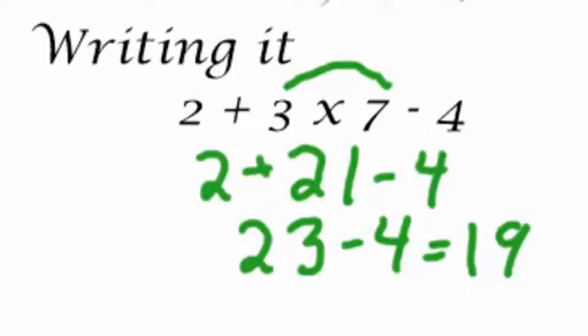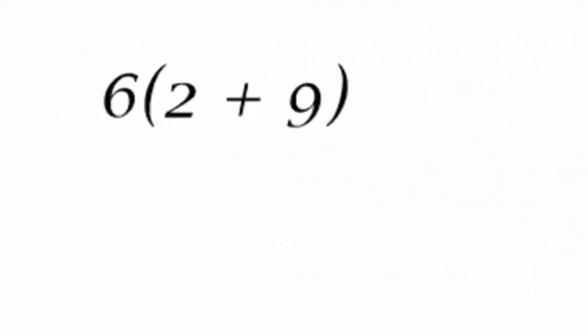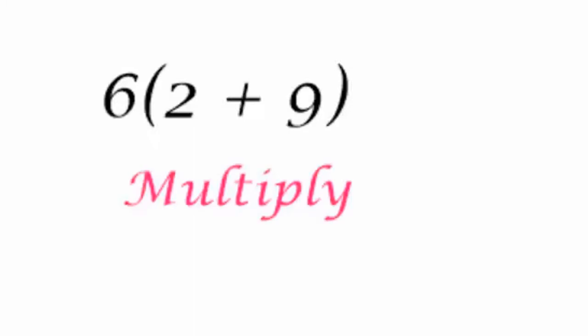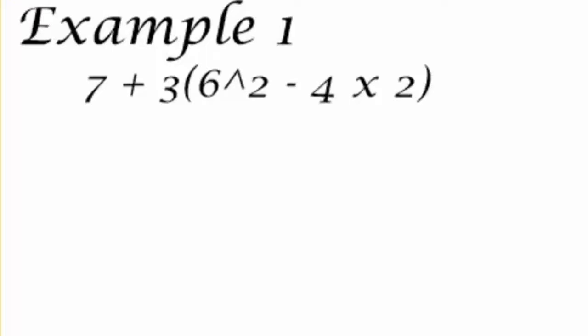So now I think about order of operations and not even seeing certain symbols, in this case, 6 times 2 plus 9. The 2 plus 9 are in the parentheses, with the 6 seemingly hanging out outside, which means the 6 is going to multiply everything that's inside the parentheses, but order of operations must be followed first. We're going to take a look at a problem just like this. Our example 1 is 7 plus 3, then the parentheses 6 to the power 2 minus 4 times 2.